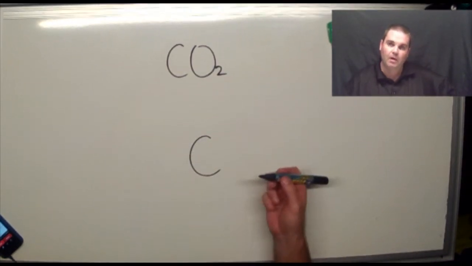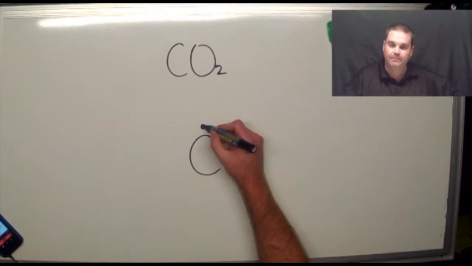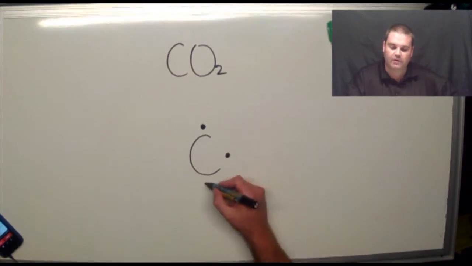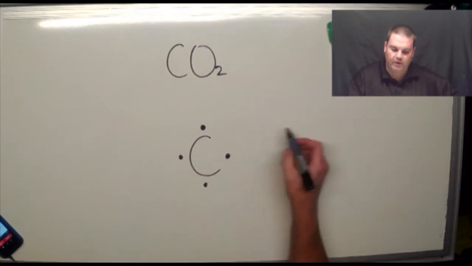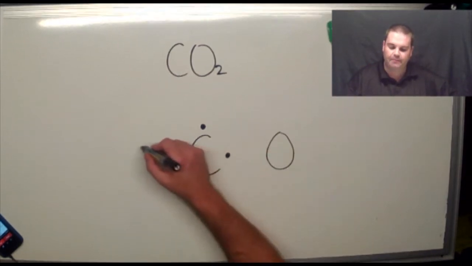Carbon's in group 4, so it's got 4 electrons around it. So 1, 2, 3, 4, evenly spaced, 90 degrees apart. We're going to put our oxygens on either side because there's 2 of them. It's going to evenly space them.